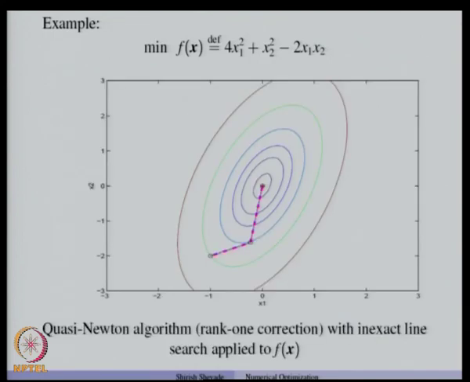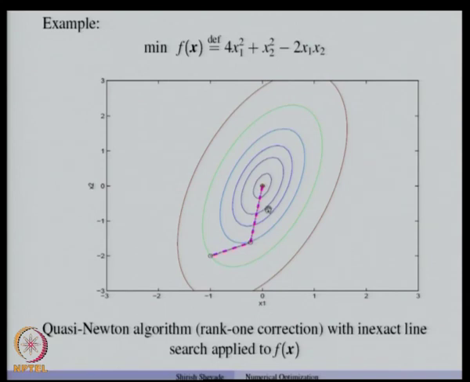Let us take one more example. Now, let us start with some different initial point, whose x1 coordinate is minus 1 and x2 coordinate is minus 2. And you will see that this algorithm, the Quasi-Newton algorithm in this case, converges to x star in 2 steps. This is unlike the previous 2 examples, where the Quasi-Newton algorithm needed 3 iterations or 3 steps to reach the solution.